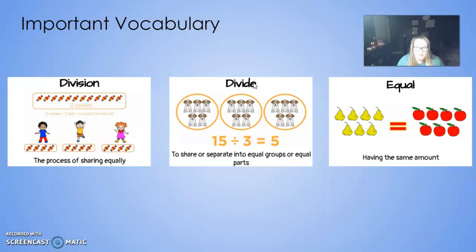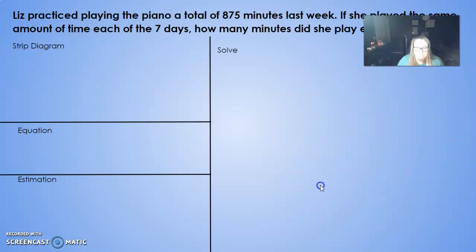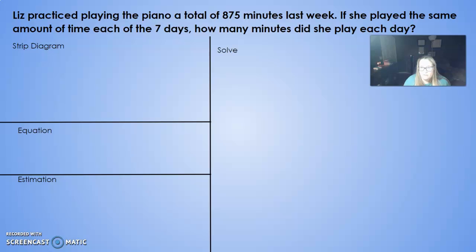Our important vocabulary for today, we have 3 words. They're the same words as last week. Our first word is division, and division means the process of sharing equally. We also have divide, that means to share or separate into equal groups or equal parts. And equal means to have the same amount. So we're going to be giving the same amount each time. So let's look at our first problem.